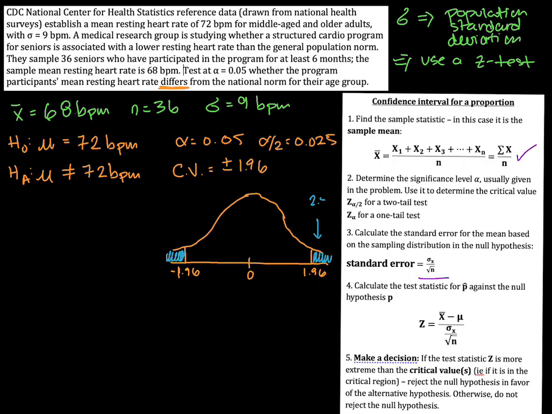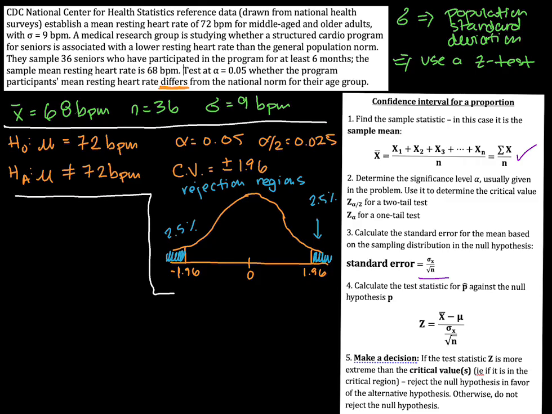Here is 2.5% of the data in each tail. Those are the rejection regions. Okay, so those regions are too extreme to really be considered realistically from the null hypothesis. Under the null hypothesis, those areas are very unlikely to get a test statistic in those areas. Okay, so we can move to calculating the standard error.